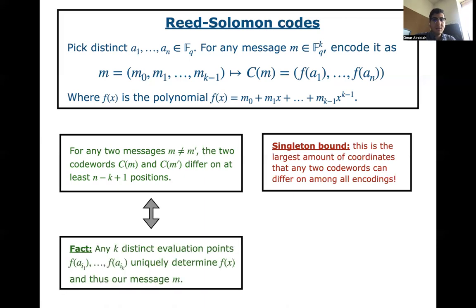Now, this fact is equivalent to just saying that any k distinct evaluation points of the polynomial f uniquely determine the polynomial and therefore the message m. And this last fact follows from simply Lagrange interpolation, which if you know over the real numbers, then it works as is over the finite fields with hardly any modifications. So this is a classical ensemble of error correcting codes that's been known since like the 60s. And in this talk, we're interested in seeing its list decoding capabilities.